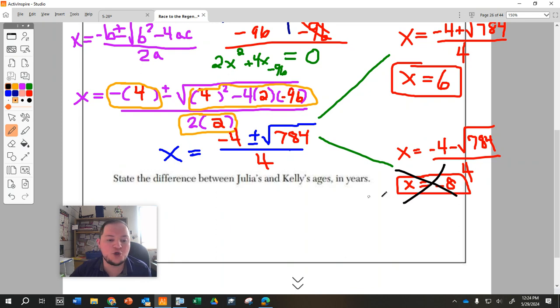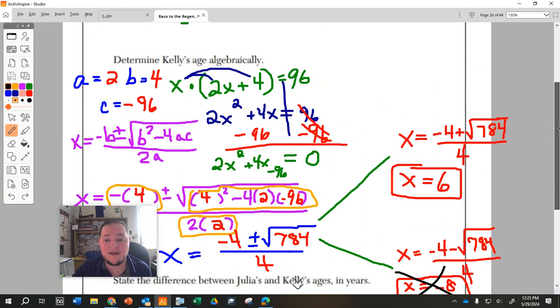Mr. K, why did we get 2 answers? Because it's a quadratic equation. It doesn't know what the context of the problem is. If it said determine the temperatures of upstate New York, negative 8 could work, right? Because that's the temperature. If we're talking about someone's age, 6 is the answer, okay?